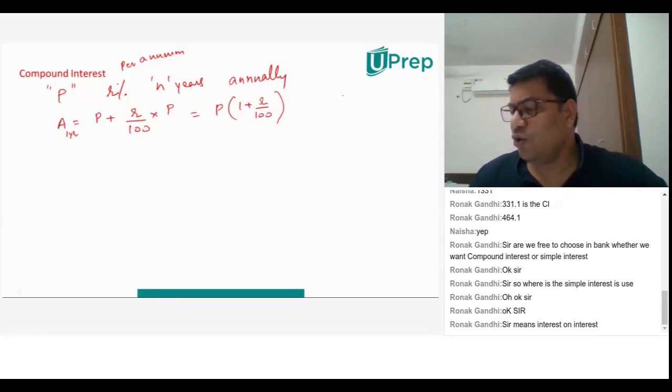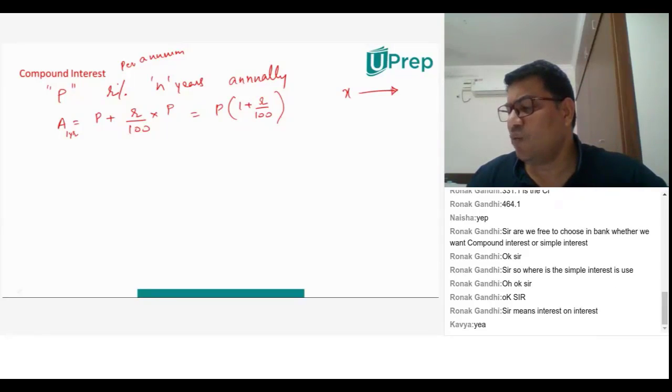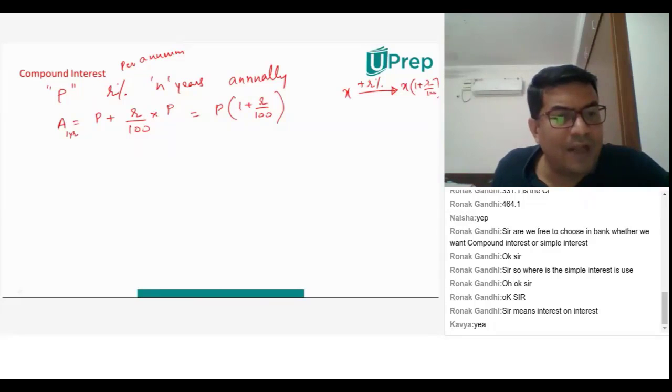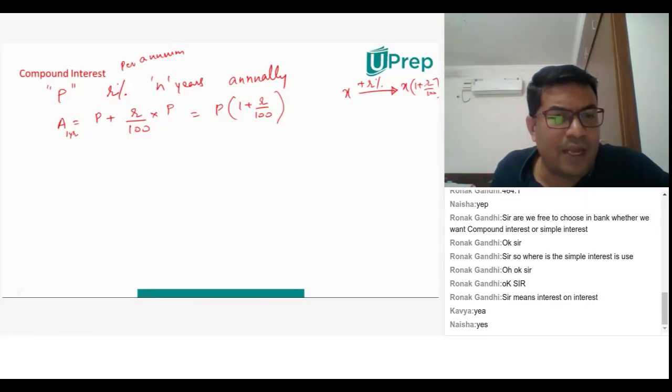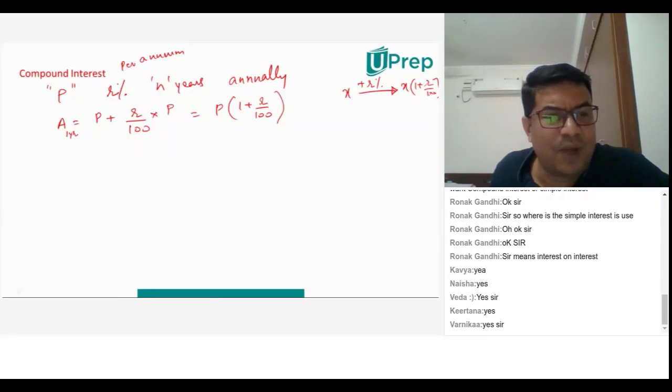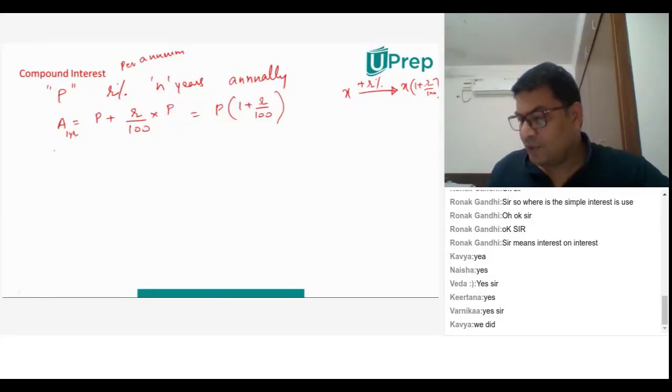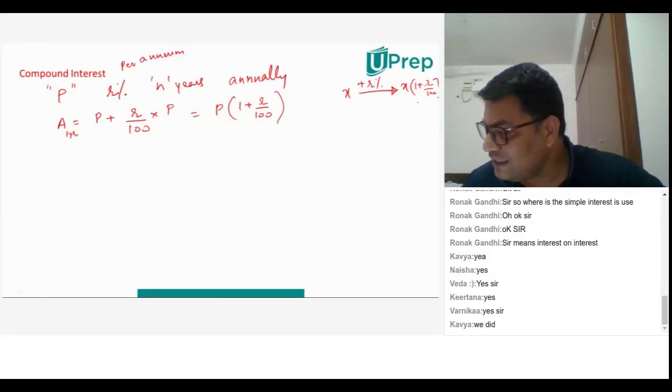If you remember, I told you, if X increases by R%, what happens? We learned it as X into 1 plus R by 100. Did we learn this? I want everyone to respond. At least in the message, we learned this: X increases by R%, X becomes X into 1 plus R by 100. Very good.